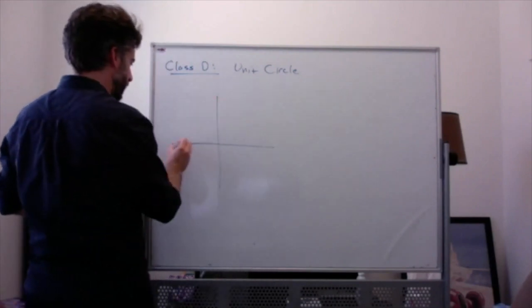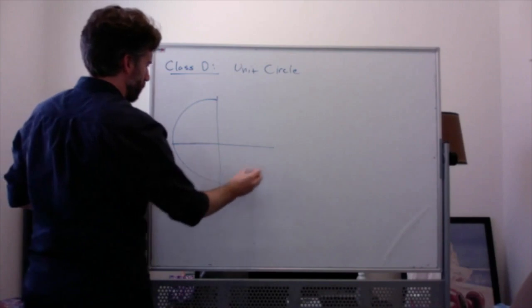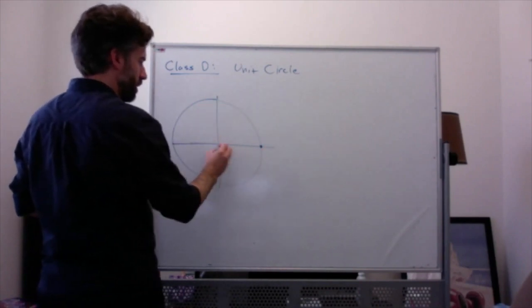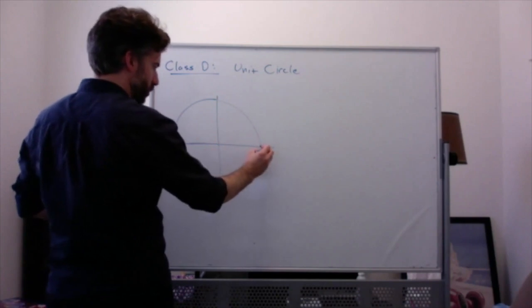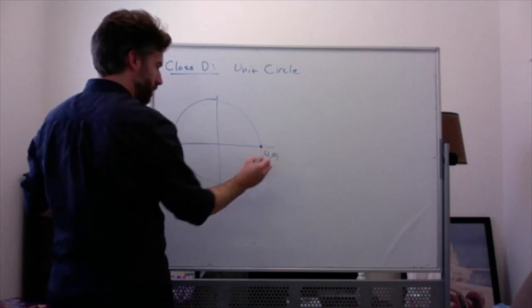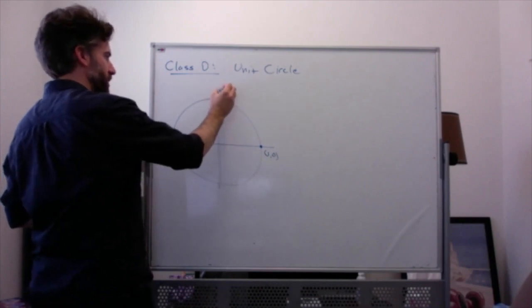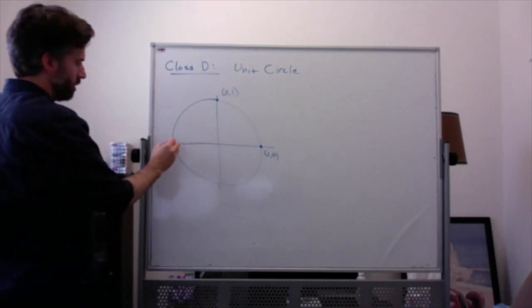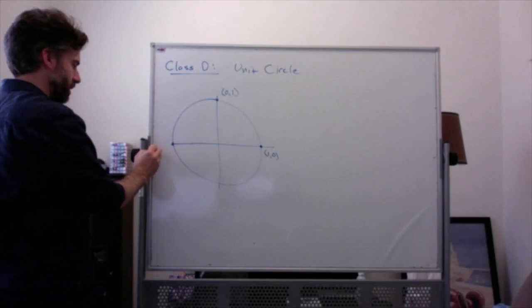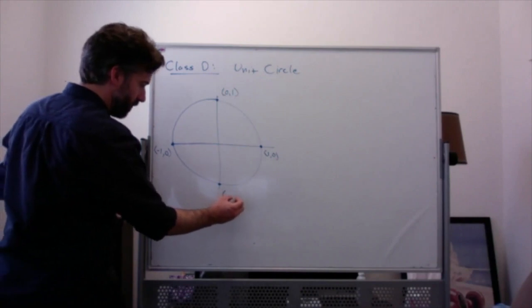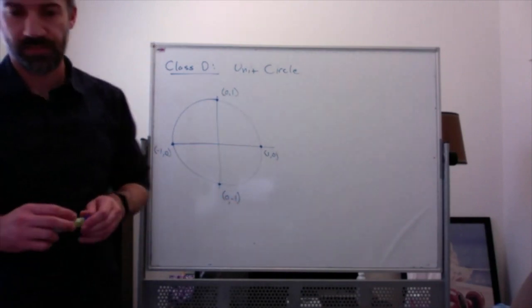I'm going to try and draw it kind of big. It's a pretty good circle. So there's the origin, and my radius is 1, meaning this point here is (1, 0). This point straight up is 0 in the x direction and 1 in the y direction. This point over here to the left is -1 in the x direction and 0 in the y direction. And this point down here is 0 in the x direction and -1 in the y direction.